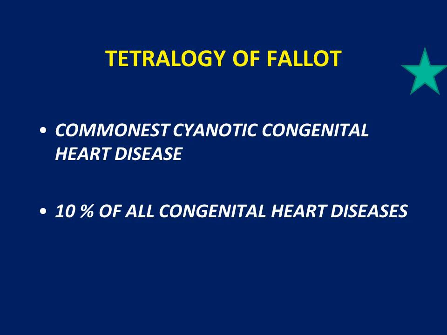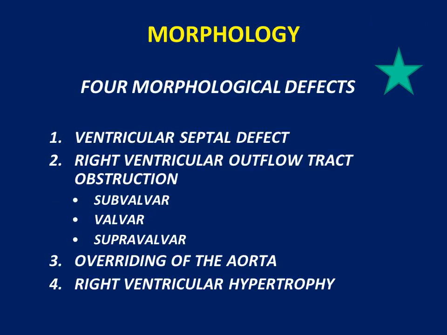55. Tetralogy of Fallot, cyanotic congenital heart disease. 10% of all congenital heart diseases. Four morphological defects. Ventricular septal defect. Right ventricular outflow tract obstruction: subvalvar, valvar, supravalvar. Overriding of the aorta. Right ventricular hypertrophy.